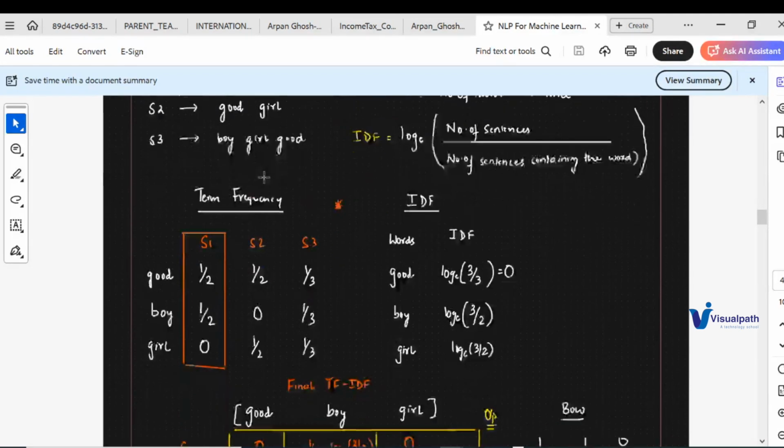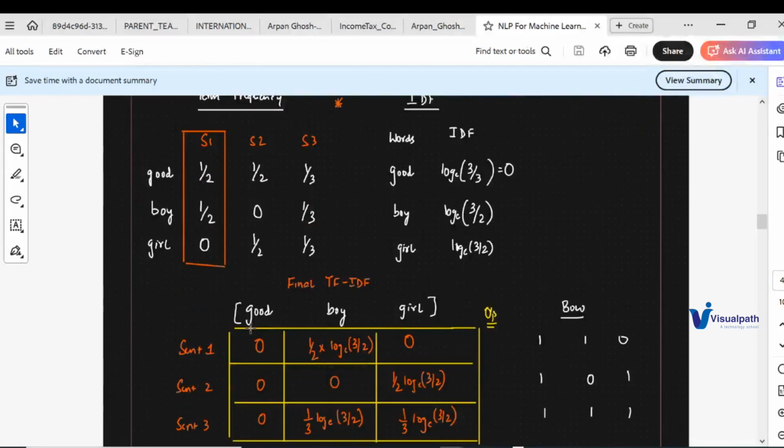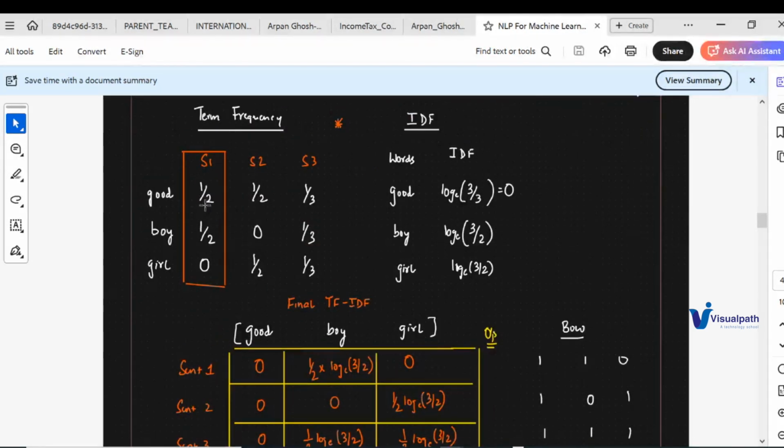So log of 3 by 2, because the number of sentences is 3. Now what will happen? In sentence 1, good: 1 by 2 into good's IDF, which is 0. So 1 by 2 into 0 is 0. Then boy: 1 by 2 into log of 3 by 2. Some value will come. Then girl: 0 into log of 3 by 2, so it is 0.